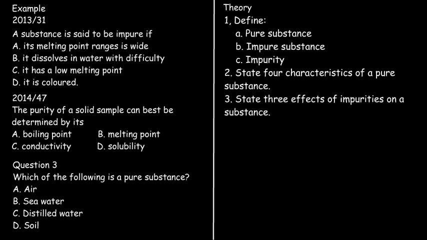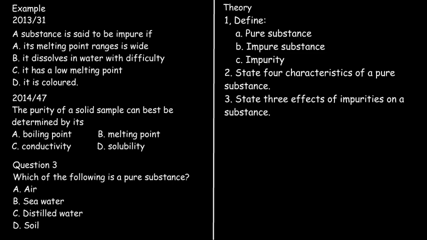Number 2 is: state 4 characteristics of a pure substance. A pure substance has a fixed composition. A pure substance has a fixed boiling and melting point. A pure substance contains just one type of particle. And lastly, a pure substance cannot be split into 2 or more components by physical methods.